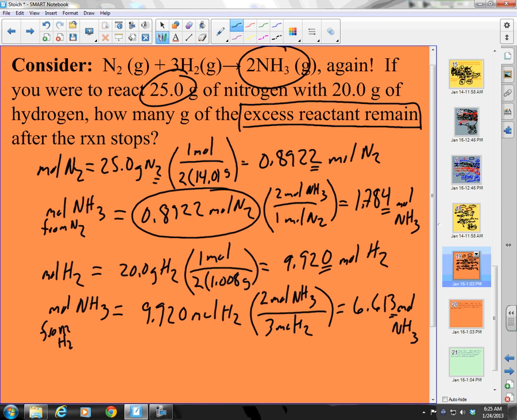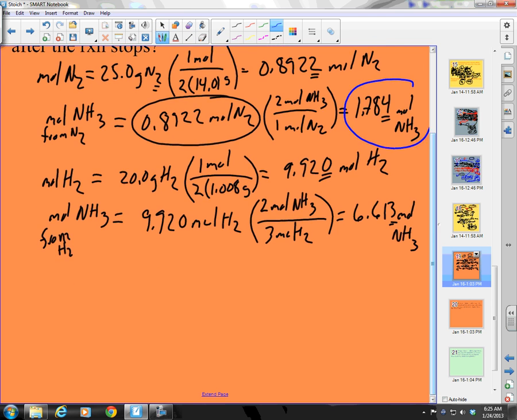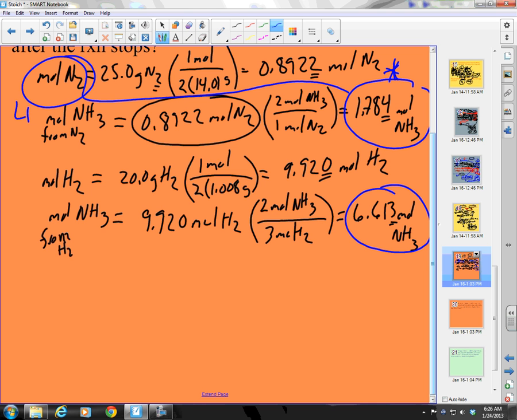Now, according to our rules, we want to compare these amounts. I have 1.784 moles of ammonia, and I have 6.613 moles of ammonia. Which one is less? This is the lesser amount. The lesser amount comes from my limiting reagent. So what is my limiting reagent? There's my limiting reagent. If that's my limiting reagent, that means this is my excess reagent.